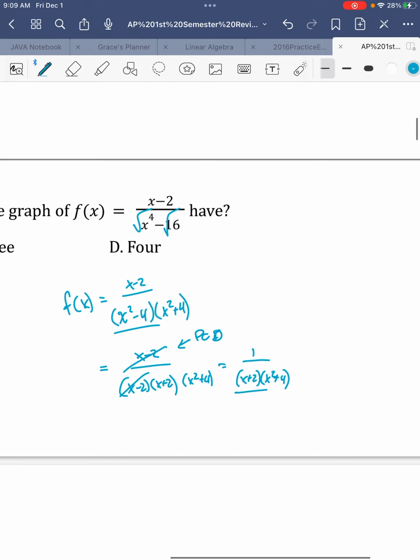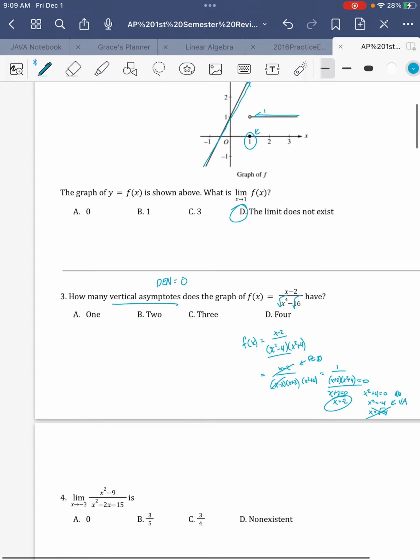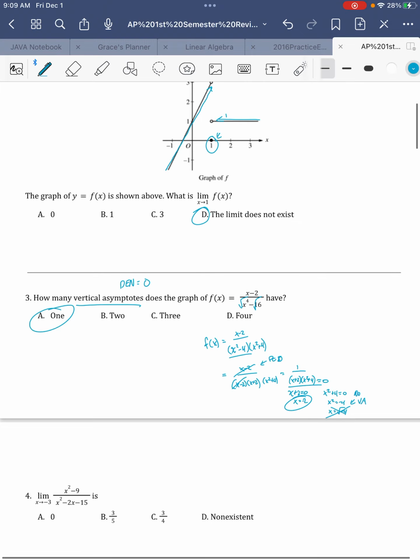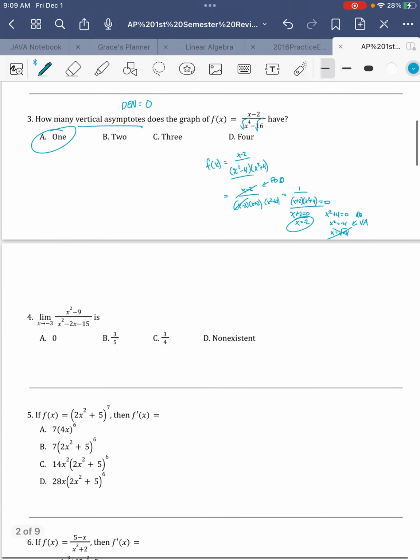To find our vertical asymptote, we set our denominator equal to 0. So we would get x plus 2 equals 0, which means x equals negative 2. If we set x squared plus 4 equals 0, we would end up with the square root of negative 4, which is an imaginary number. So this part does not give us a vertical asymptote. It's just x equals negative 2, which means there is one vertical asymptote.